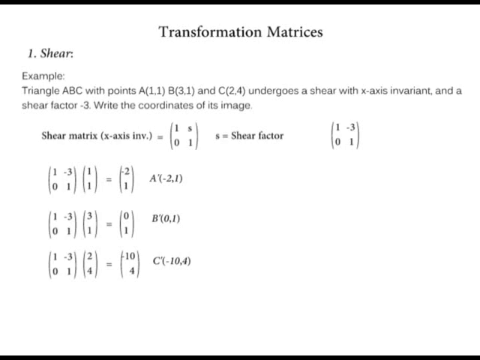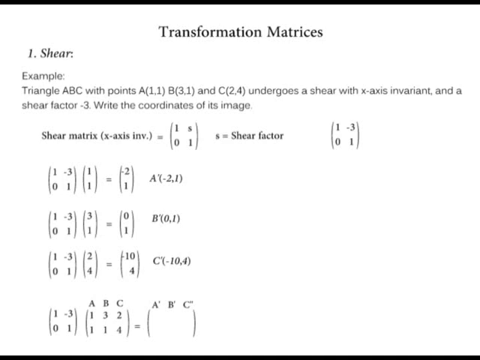In fact, to save time, the vertices of the triangle can be put in a 2 by 3 matrix. And so we'd have the shear matrix [1, -3; 0, 1] times [1, 3, 2; 1, 1, 4]. And then you proceed and multiply.